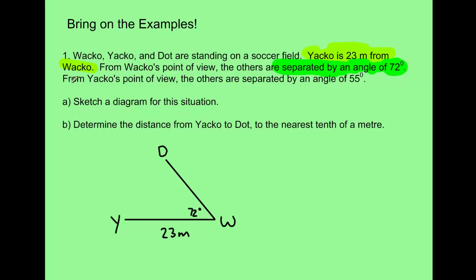Okay. From Yakko's point of view, the others are separated by an angle of 55 degrees. So we're going to stand by Yakko here, and we're going to separate them by 55 degrees. I'm going to have to draw another line here. So standing at Yakko, I can separate these two by 55 degrees. Awesome.